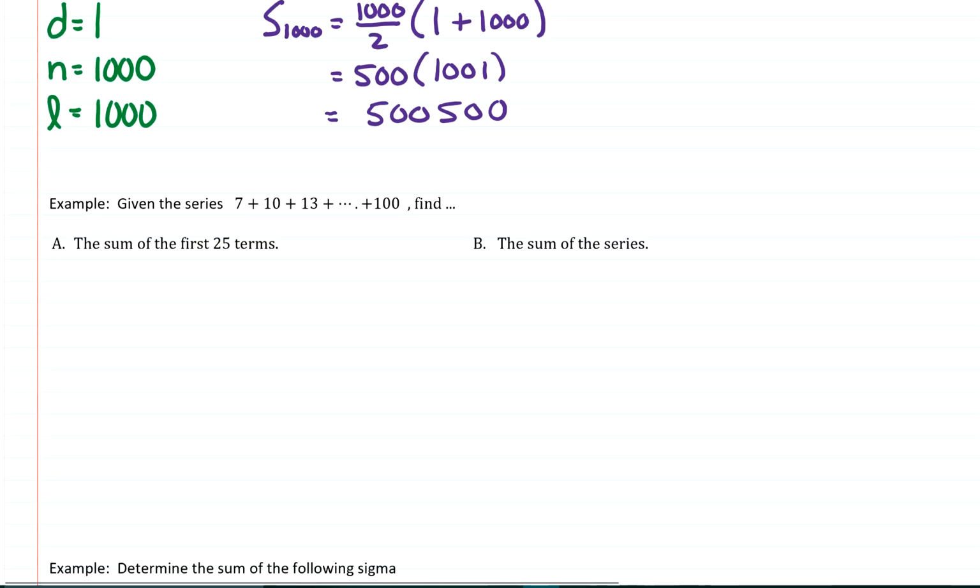We're given a series here, 7 plus 10 plus 13 plus all the way to 100, and find the first 25 terms. Well, if you look at the difference between 10 and 7, that's 3, and 13 and 10, that's 3. So we do have an arithmetic series here. So we know the a value is 7.